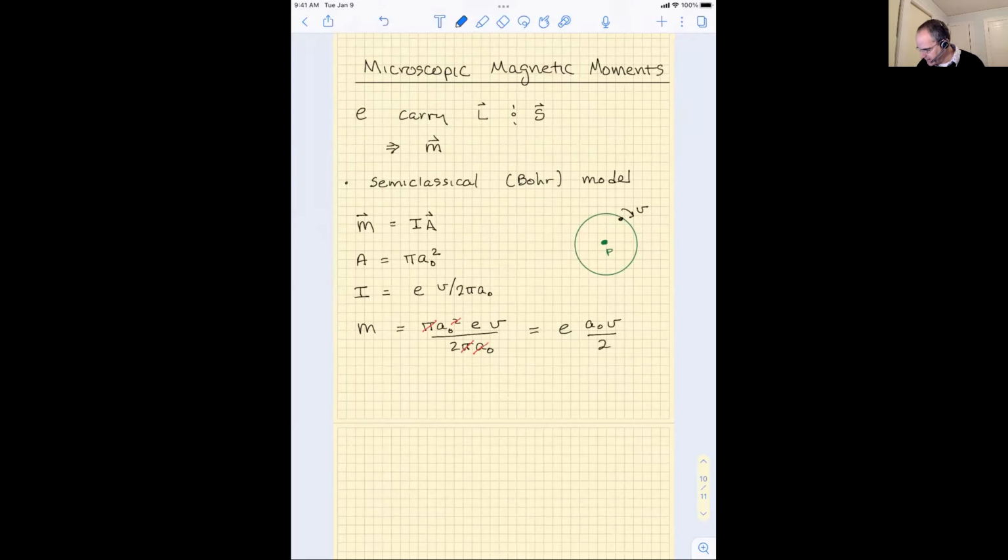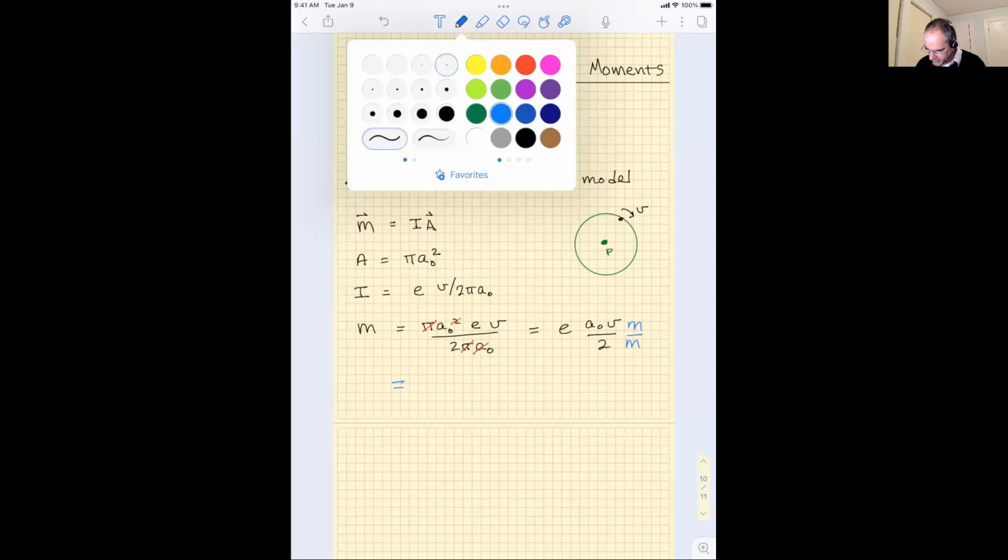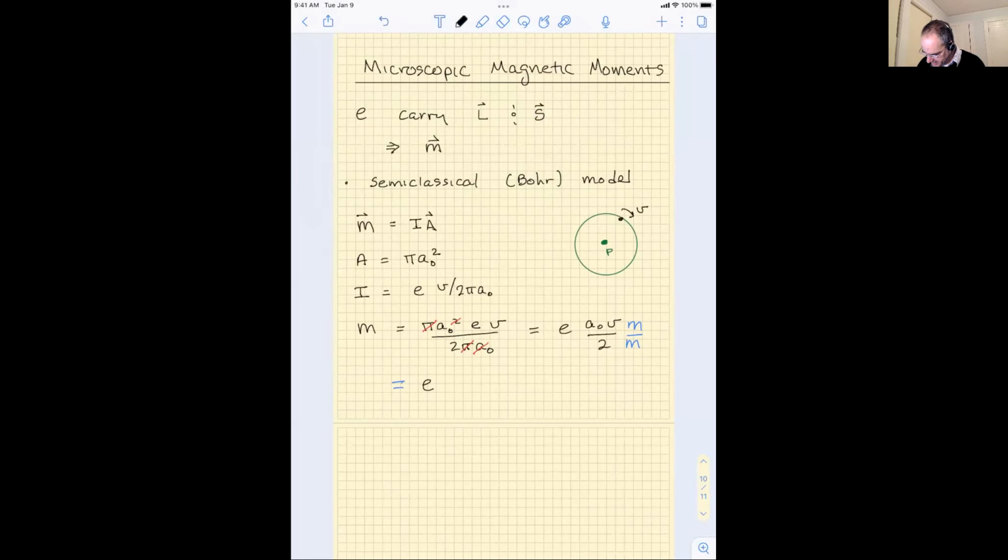Now, if we look at our formula here, you can see we have the radius of the orbit, a naught. We have the orbital velocity, v. We just need a factor of mass to get the angular momentum. So let's multiply and divide by the mass. Then what we're left with will be e times the orbital angular momentum, divided by 2m. And finally, in the Bohr atom, the angular momentum comes in units of h bar. So this is e h bar over 2m.